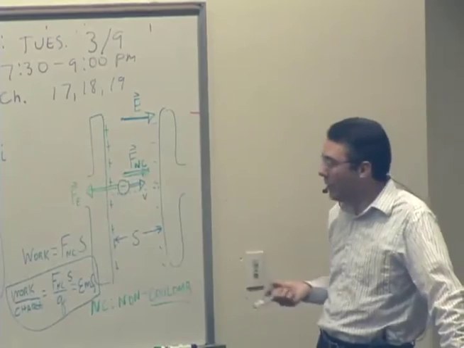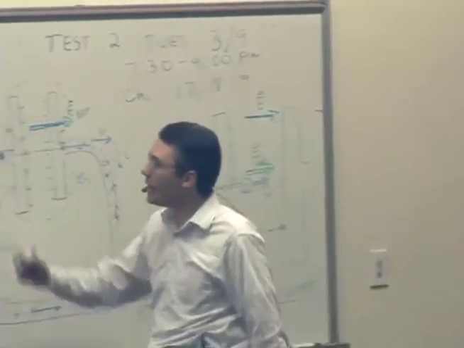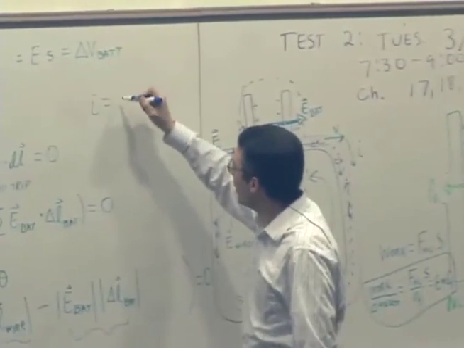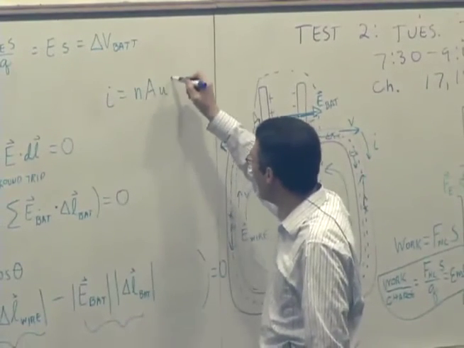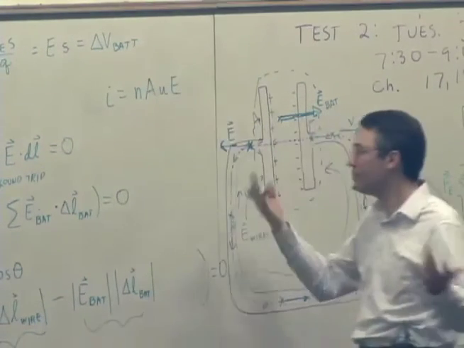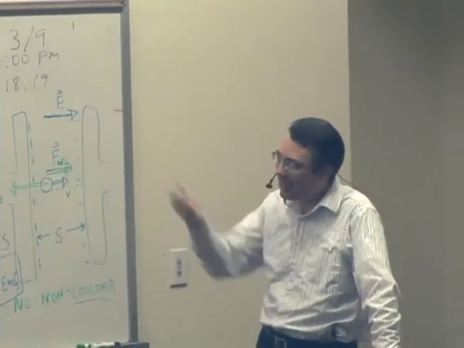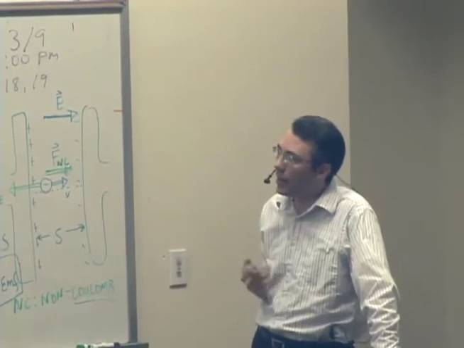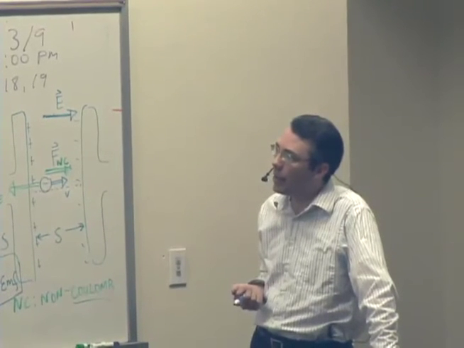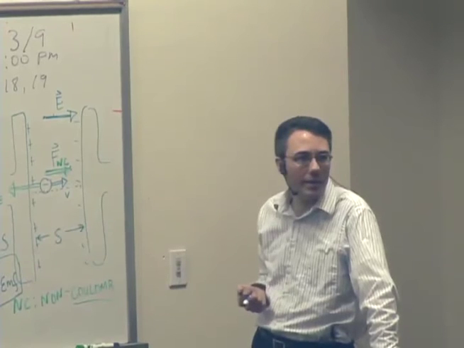Once I know that, I could figure out other things. I could figure out the current, the electron current, because I know that's N times A times u times E. So if I know the electric field in the wire, I can then figure out how much current is being driven in the wire, given I know the area and the other properties like electron mobility and electron density.